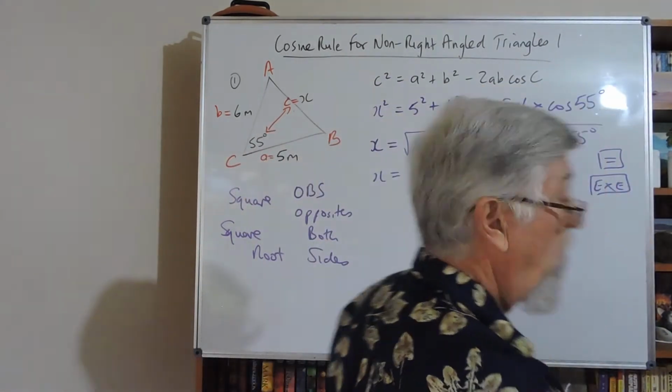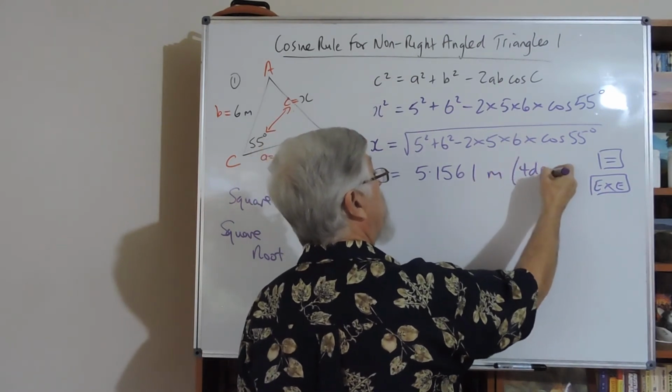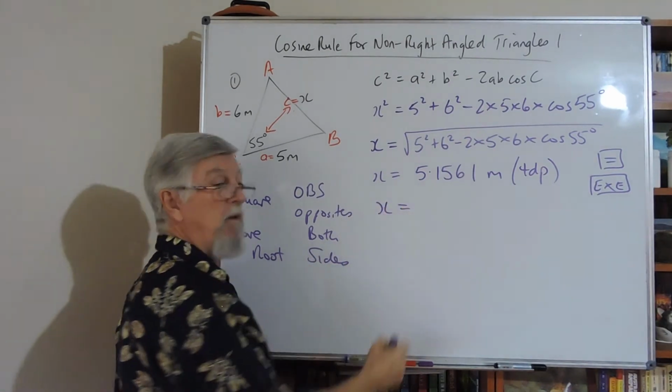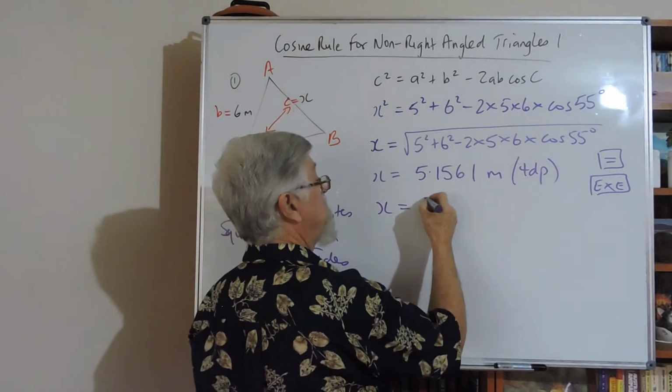5.1561, and if it was metres, and then I could say that was 4 decimal places because I rounded off to 4. Of course, your teacher might say they want it to be 1 decimal place or 2 decimal places. So let's say we did this one to 2 decimal places.